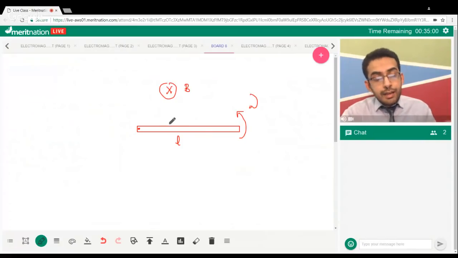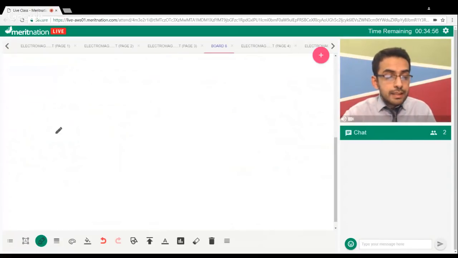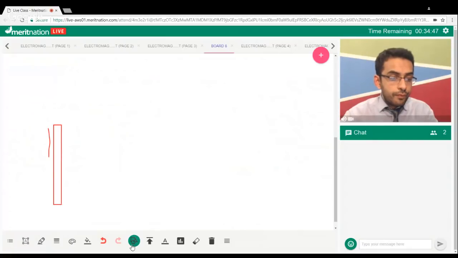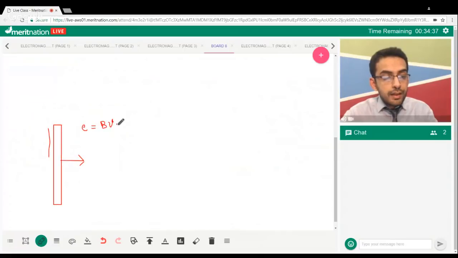See, in the last session, we had discussed that when our conductor is moving inside a magnetic field, suppose there is a conductor that's moving in a magnetic field, what happens in that? EMF is induced, and that EMF is given by BVL. Okay, BVL, where V is the velocity, L is the length, and B is the magnitude of the magnetic field.